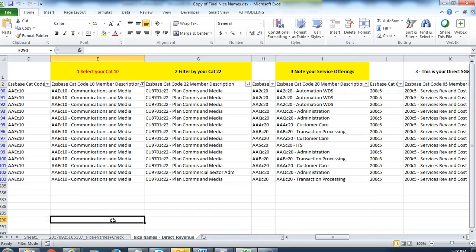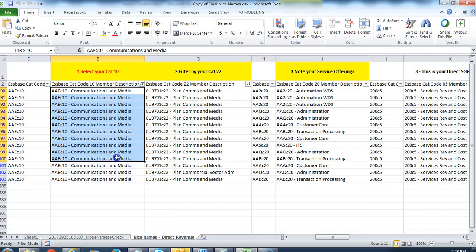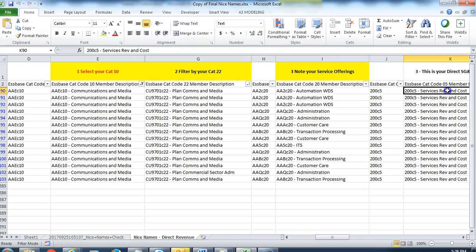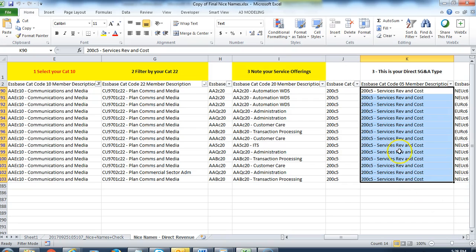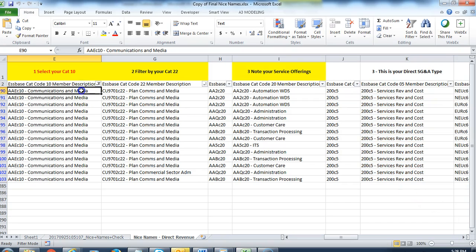To wrap up this presentation, I want to show you the type of analysis that was done to build out the planning application. This data does get updated monthly when the organizational changes are made. At this moment, I've filtered on comms and media as my CAT 10. I've already filtered out anything except services and revenue at the CAT 5 level. So these are all planning cost centers for revenue and cost.